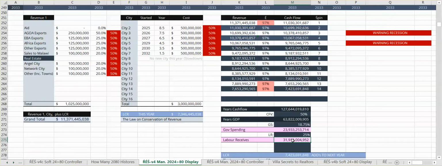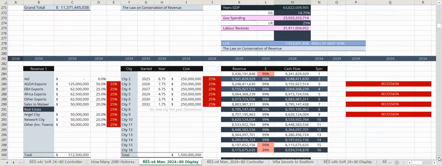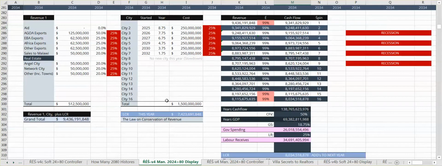2034 sees the recession worsen and income from trade and real estate is halved again. But as E is increased to 99 and SPIN is increased to 16, cash flow continues to grow to 138. So cash flow the previous year was 127, and now the recession's really hitting. And this is a quarter of what it was just 2 years before, but cash flow increases, so does GDP, so does government spending, so does labour.